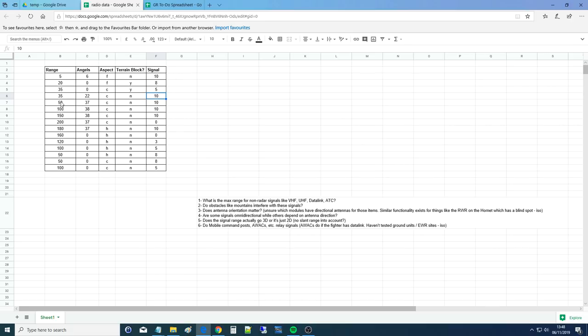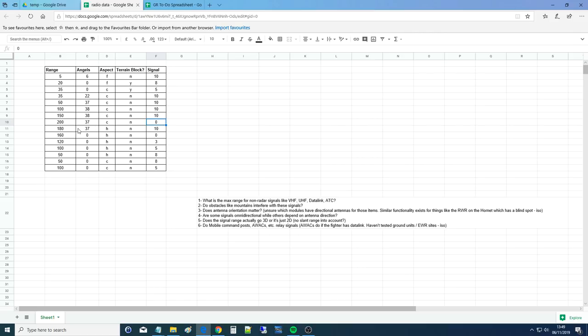And then we tried 50 miles at very high, Angels 37, with a cold aspect, nothing in the way apart from curvature of the Earth, and we got 10 out of 10, all the way to 150 miles at that, and we got 10 out of 10 there. 200 miles, cold, it just cut off. At that point, the radio just seems to be programmed to cut off with that particular wattage, with that particular receiver, with that particular transmitter.